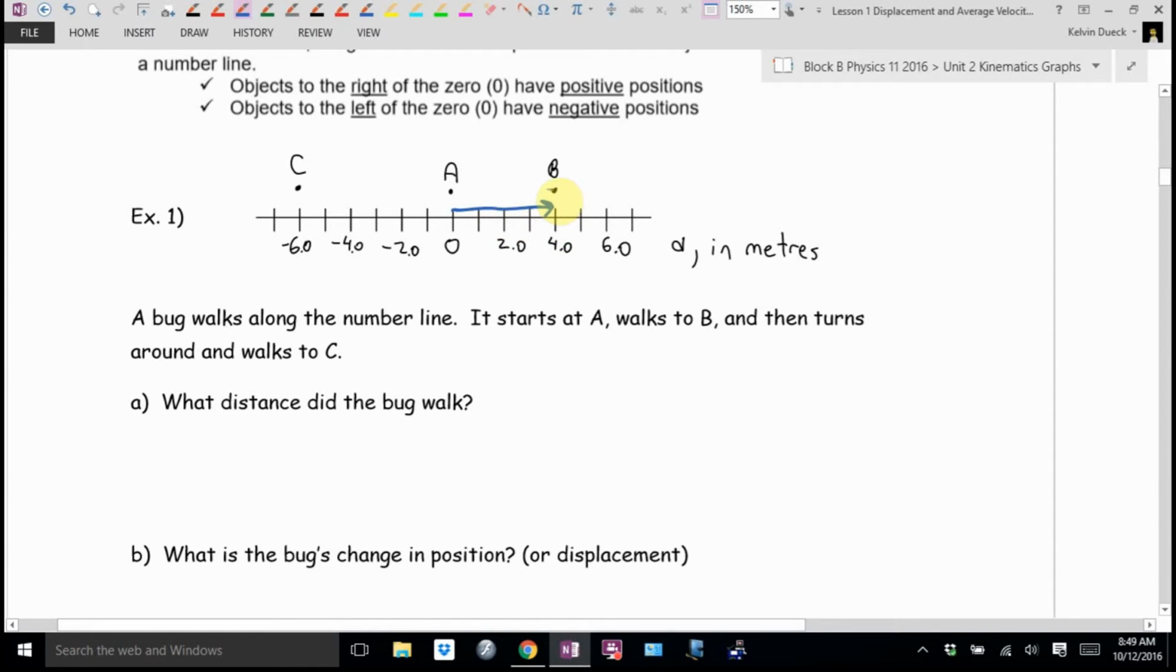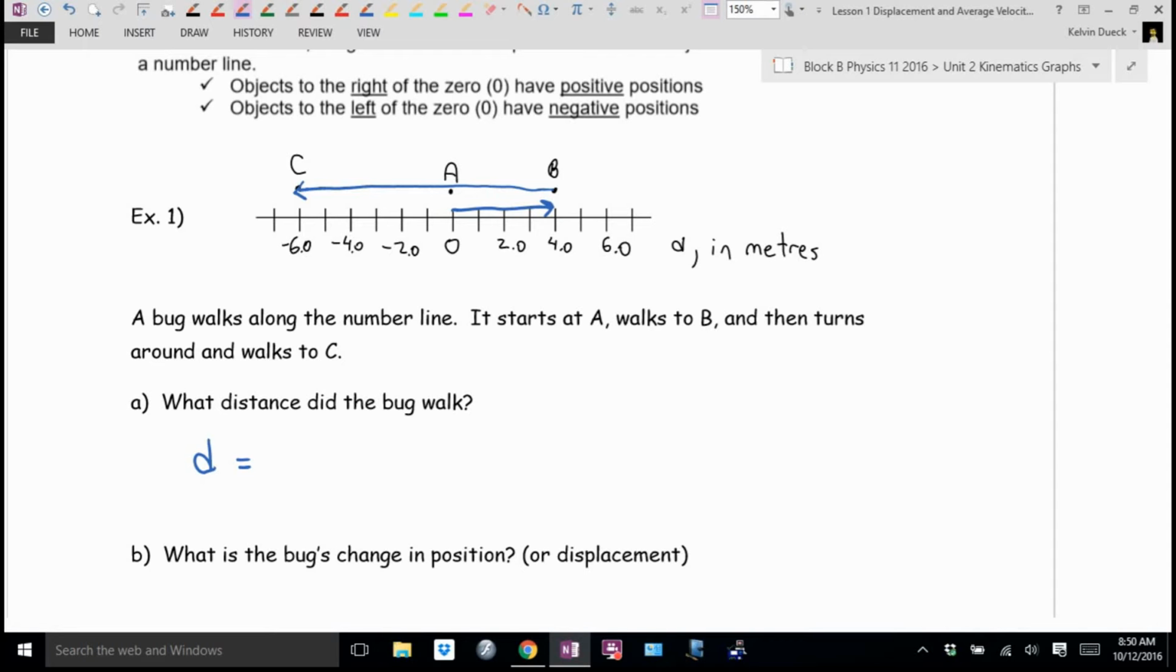And then from B, it turns around, walks to C. Question A. What distance did the bug walk? How far did the bug walk? How many meters did the bug walk? That's all the same thing.